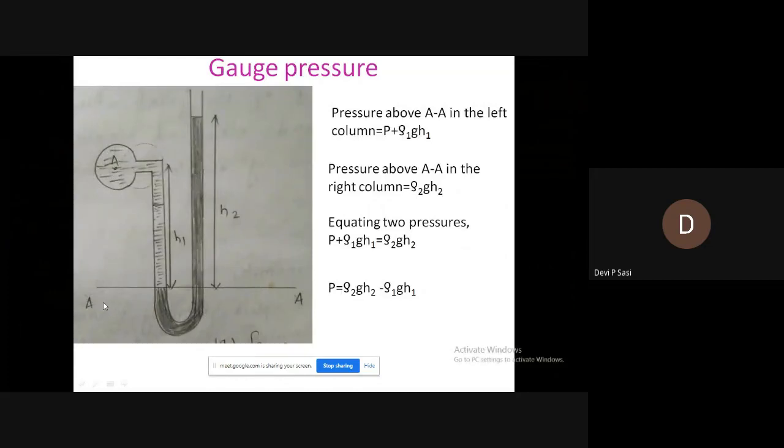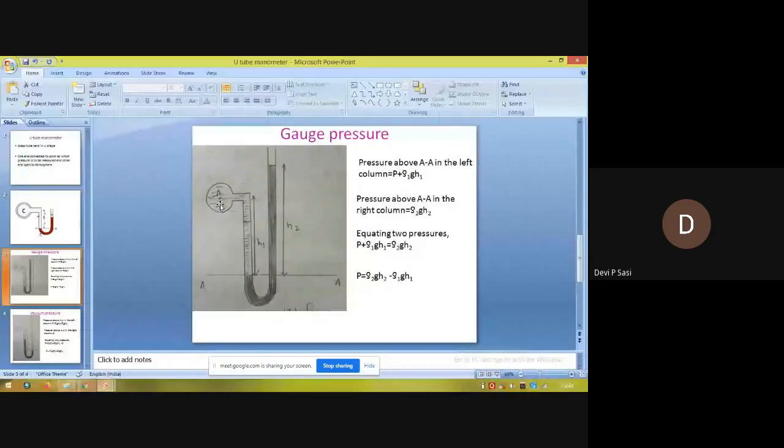The datum line here is AA. Don't be confused. This is the point A where we have to obtain the pressure, and AA is the datum line.